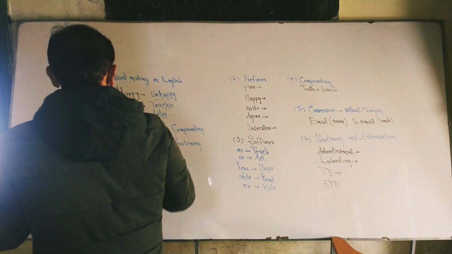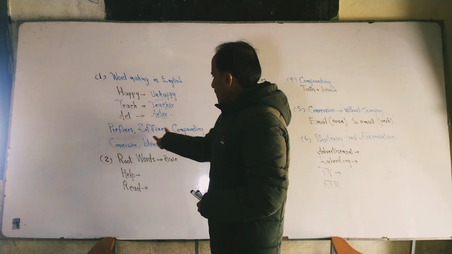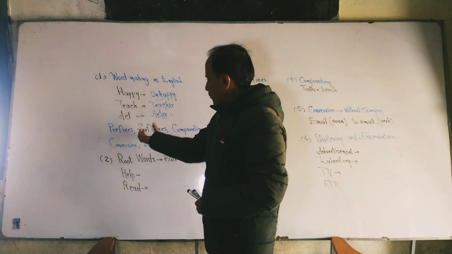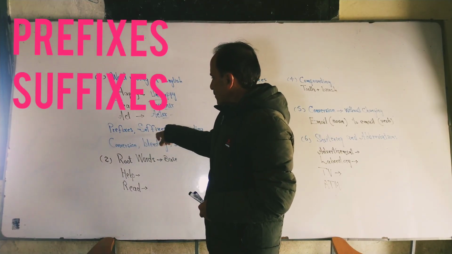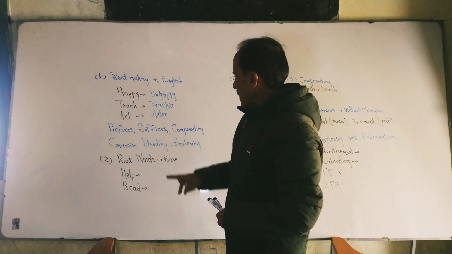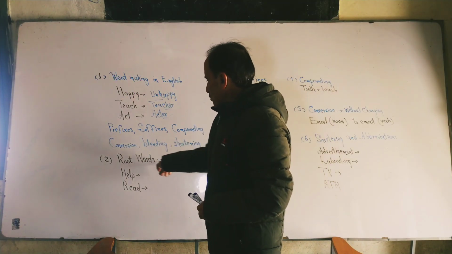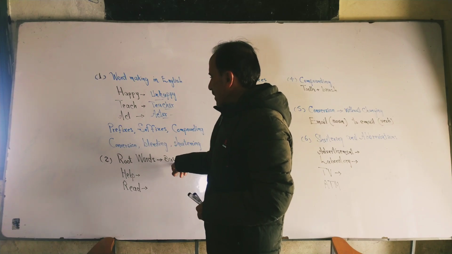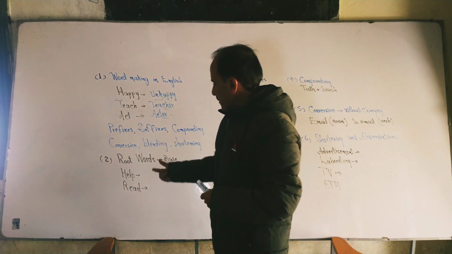So, here are some basic points. These are the points which follow the rules of making new words: prefixes, suffixes, compounding, conversion, blending and shortening. First of all, root words or base words. What are root words and base words? These are the main words.